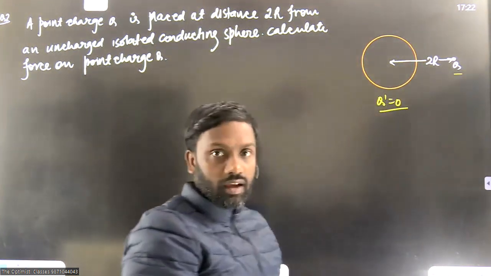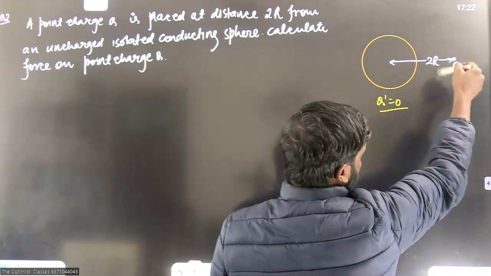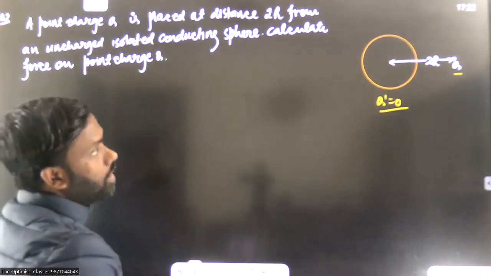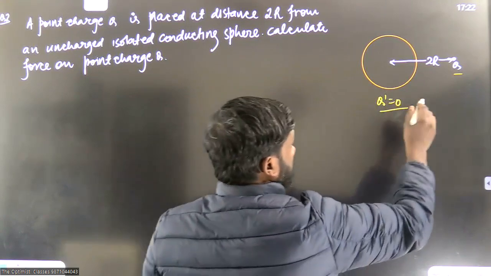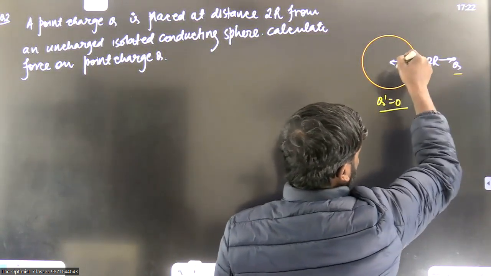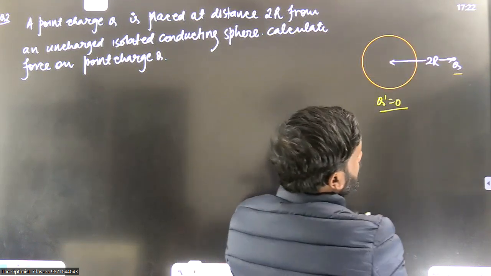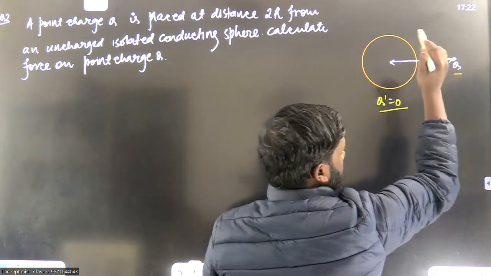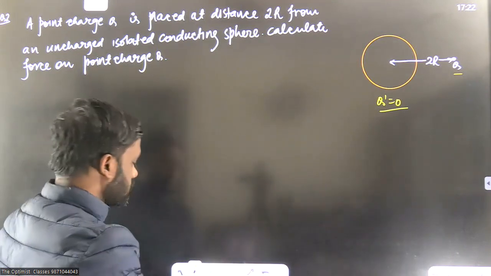If you think naively, it appears as if since it doesn't have any charge, the force on this charge should be 0. But actually, the case is not so. The force on this point charge will not be equal to 0. The reason is that because of the presence of this charge, some charges will get induced on the sphere. This side will become negatively charged and this side will become positively charged. The negative charges are nearer to this charge q, so a net attractive force will act on point charge q.